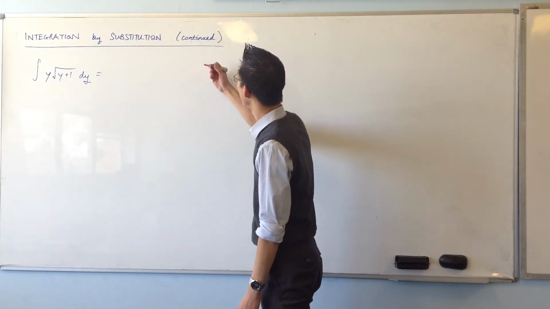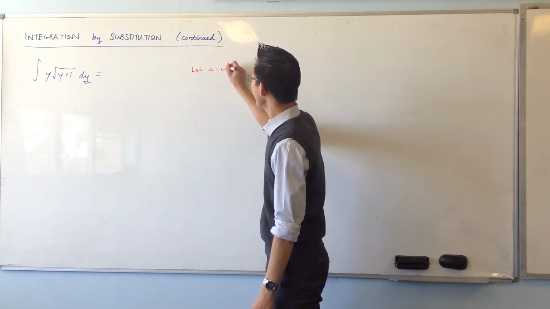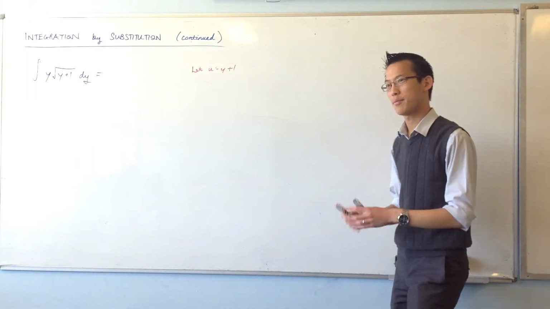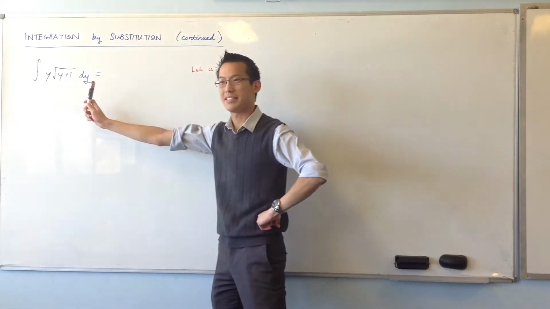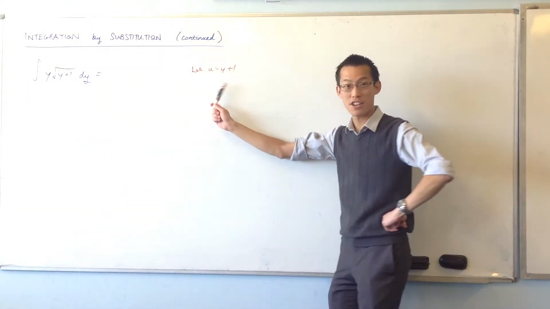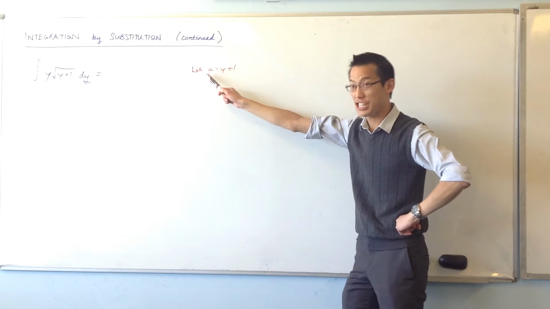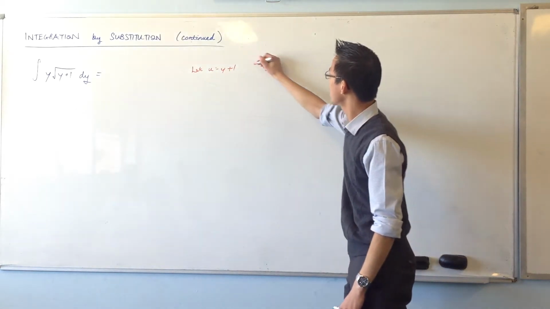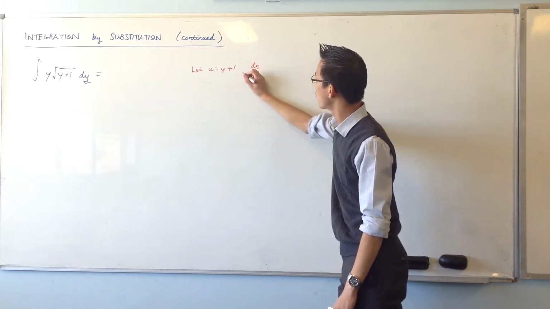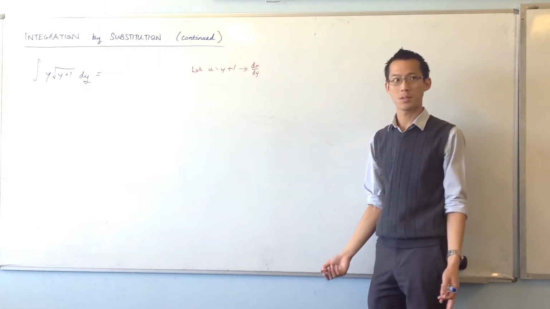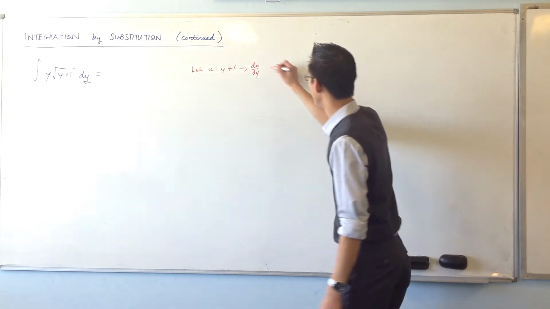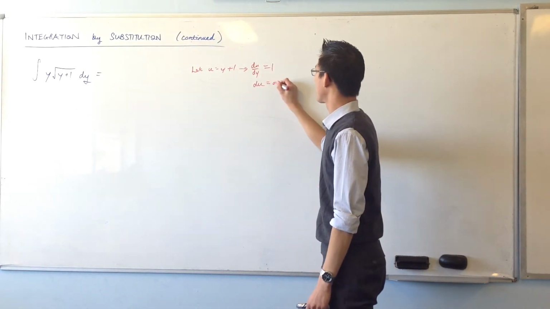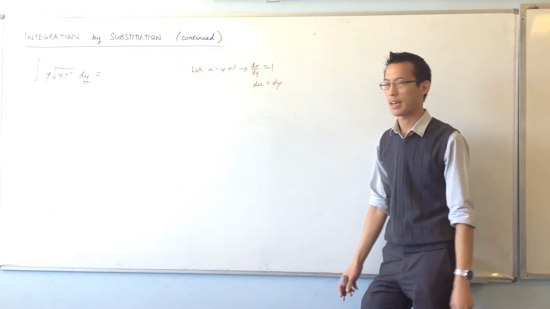Yeah, that's a good call. Let u equal y plus 1. So, that's fine. Now, so far standard procedure has been, in order to get rid of this dy, I'm going to have to differentiate this. That'll give me du on dy rather than dx. So in this case, du on dy, what's that equal to? It's just 1. Good. So therefore the relationship here is du equals just dy, because I multiply through.